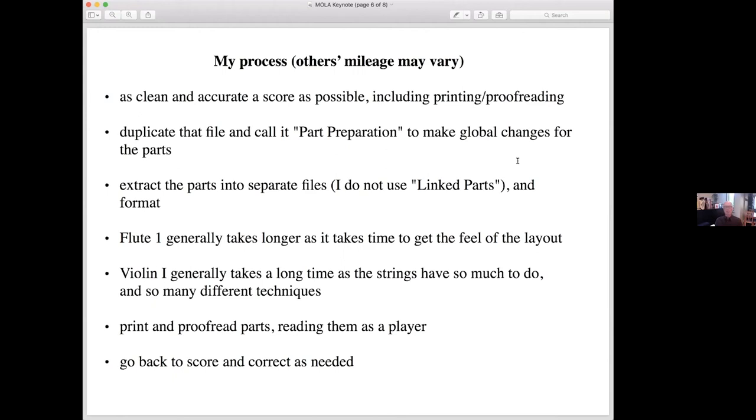Violin one generally takes a long time because the strings are, as you know, so busy. But once violin one gets settled and you get the feel of that, the other strings go more easily.